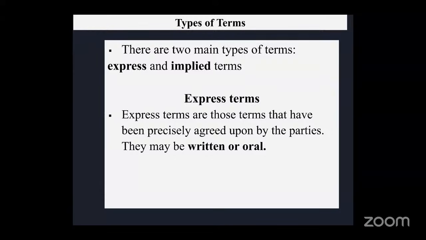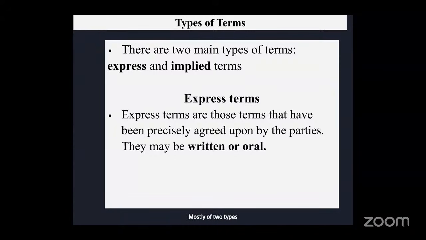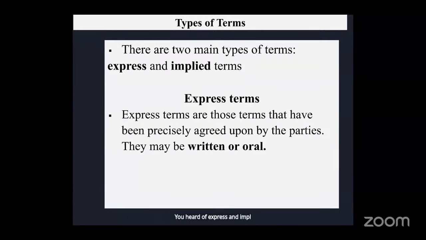So as we've talked about the various categories of contractual terms, it is also important for us to talk about the types of contractual terms. Terms are mostly of two types: express terms and implied terms. If you were listening at the early stage of our class, probably the first class that we had, you heard of express and implied contracts. The same applies with respect to terms.